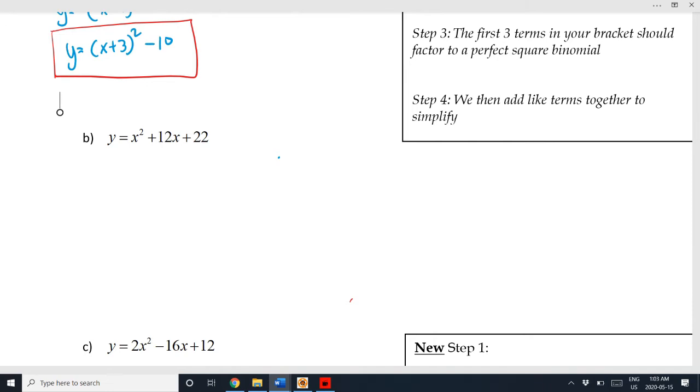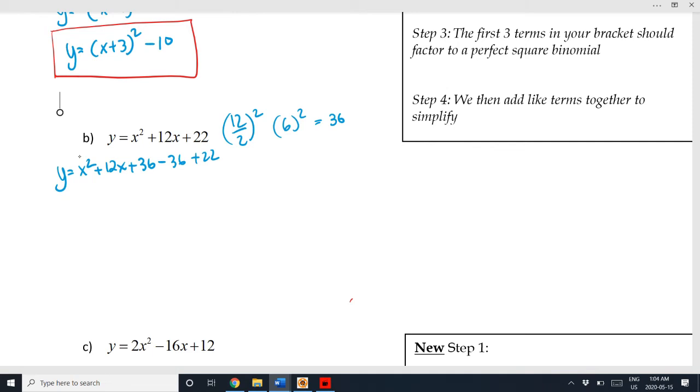So here we have y is equal to x squared plus 12x plus 22. So let's complete the square. So half of b here would be 12 divided by 2, and then we'd have to square it. 12 divided by 2 is 6, and 6 squared is 36. So we're going to write out our formula. y is equal to x squared plus 12x plus 36 minus 36 and plus 22.